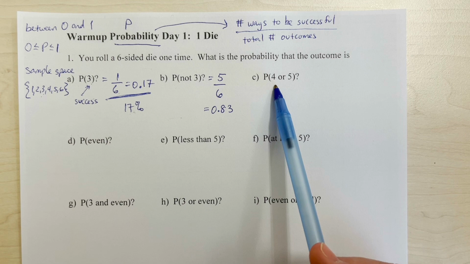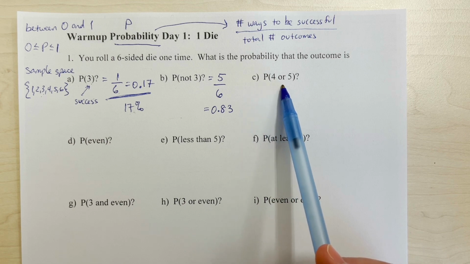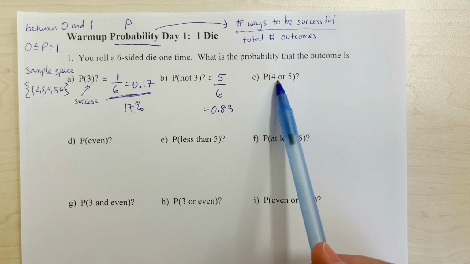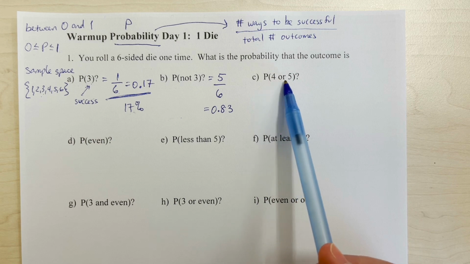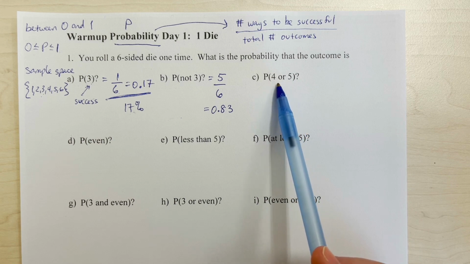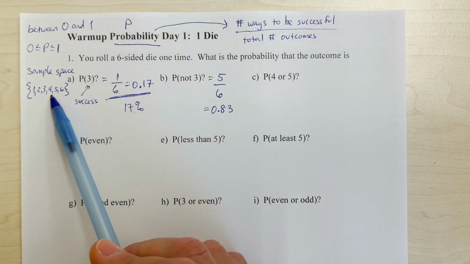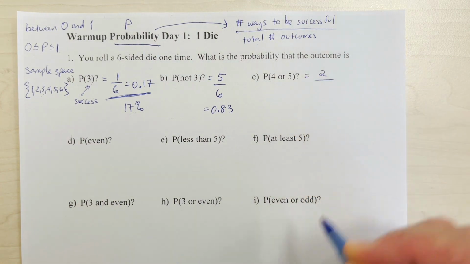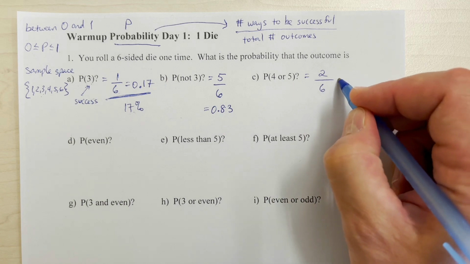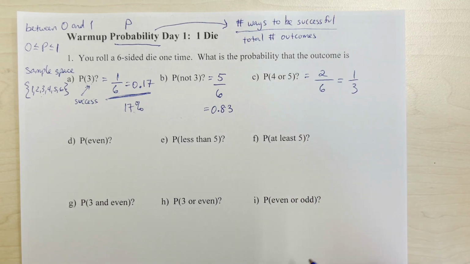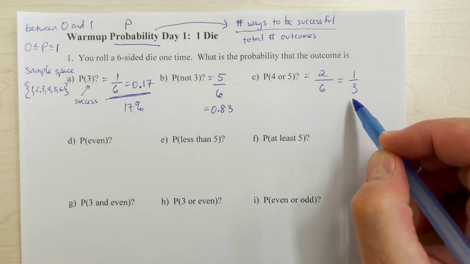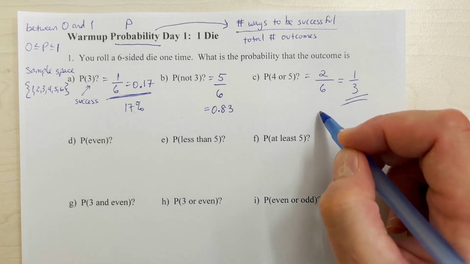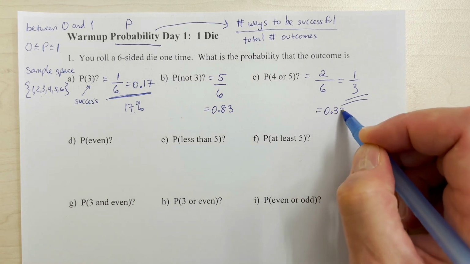What's the probability, part C, that we get a 4 or a 5? Now we could have one or the other. Both of those would be considered success. In my sample set, I have 2 ways to do that. I can roll a 4 or a 5 out of 6. As a fraction, we simplify that to 1 out of 3. Don't leave it as 2 over 6. 1 out of 3, or 0.33.